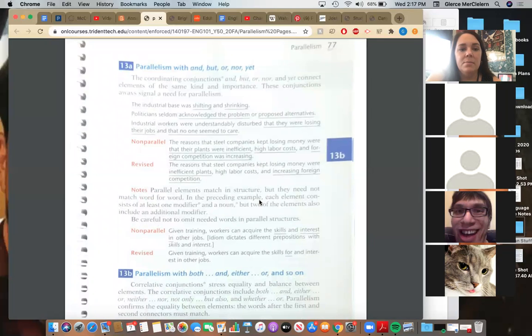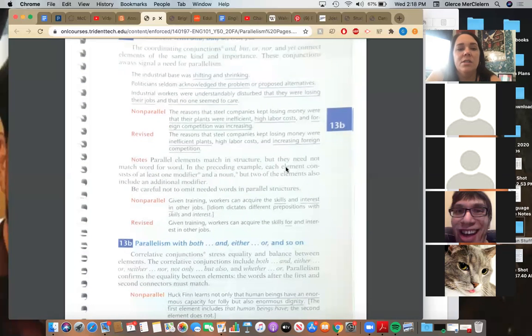Here we have some examples with coordinating conjunctions: and, but, or, nor, and yet. So anytime you have like neither, nor, or, what's another example? Well, we'll look at some examples. You know that you need parallelism on both sides of that.